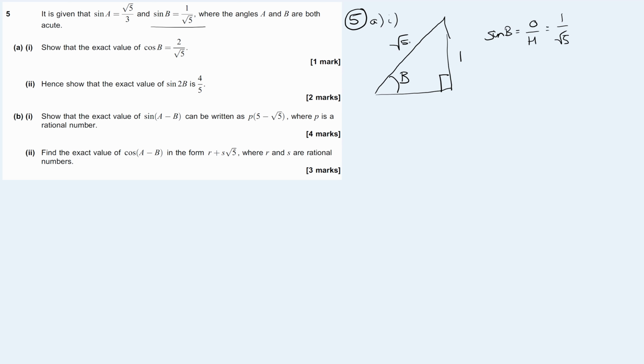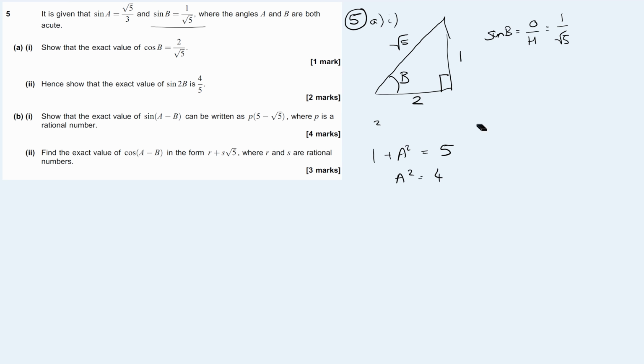We can then read from here. Pythagoras states that 1 squared plus whatever this adjacent side is squared is equal to root 5 squared. You don't need to show this working; if you know what it's going to be, you can just work it out straight away. We've got 5 equals a squared plus 1, so obviously a squared is equal to 4, so a is equal to 2.